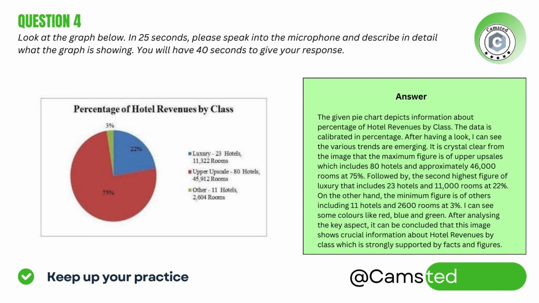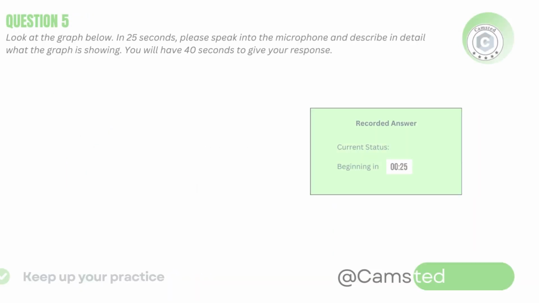Followed by the second highest figure of luxury that includes 23 hotels and 11,000 rooms at 22%. On the other hand, the minimum figure is of others, including 11 hotels and 2,600 rooms at 3%. I can see some colors like red, blue, and green. After analyzing the key aspect, it can be concluded that this image shows crucial information about hotel revenues by class, which is strongly supported by facts and figures.